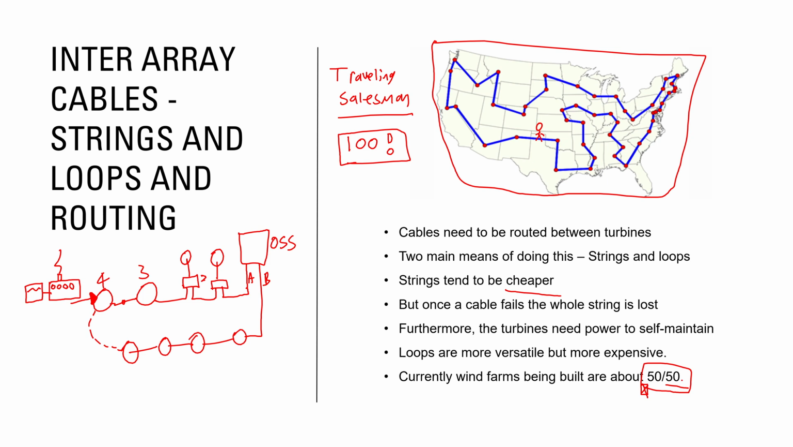Why am I mentioning the travelling salesman problem? Well, quite simply because if I have turbines in a farm, and they may or may not be arranged neatly in a grid depending on the conditions of that farm, and I have an OSS and I want to have cables linking the turbines together, then that is a derivative of the travelling salesman problem, and it's actually known as a VRP, or vehicle routing problem.